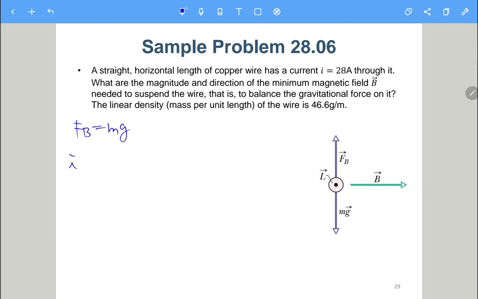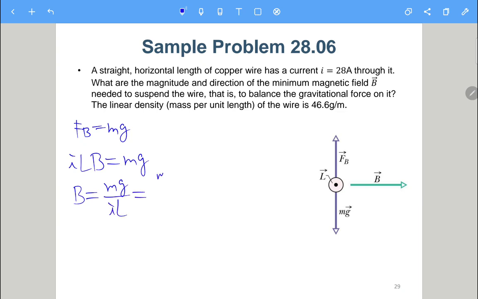And FB is like ILB. In the vector form, it is like I times L cross B. But here, we assume that B is perpendicular to L, so it just changes to a simple multiplication, multiplied by 1, something like that. Yeah. So it is like ILB equals mg. Okay, so here we can just move over IL to the right side. We have B equals mg over IL.